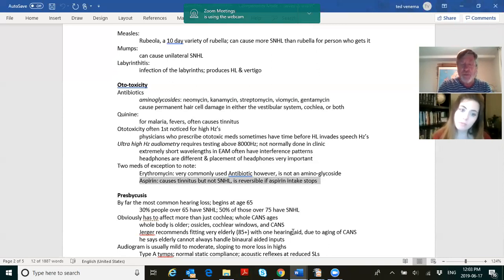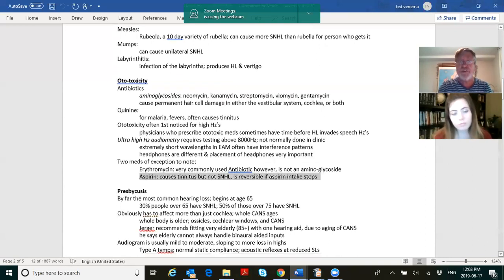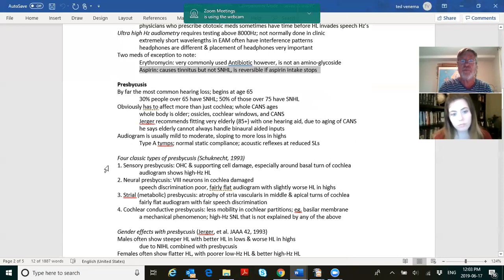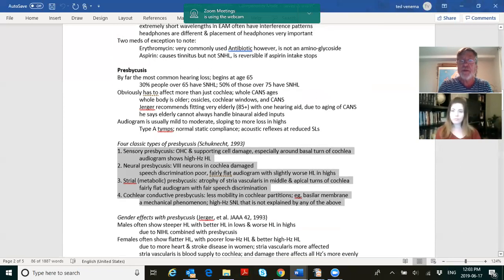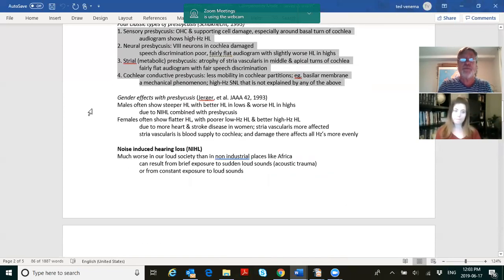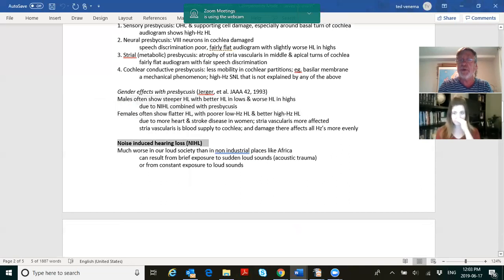So then we're going to get to the big one, and we'll cover presbycusis. We'll talk about the types of presbycusis. And there's 4 classic types of presbycusis. We've introduced ourselves to it today, but we'll look at it more in the next couple of weeks. And we'll look at the differences between men and women regarding presbycusis. Then we'll look at noise-induced hearing loss, and we'll cover how noise-induced hearing loss gets measured.